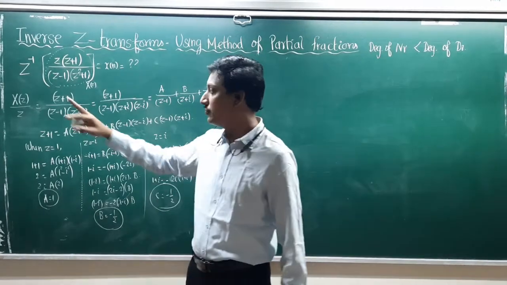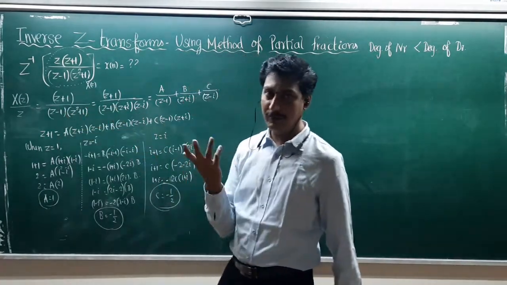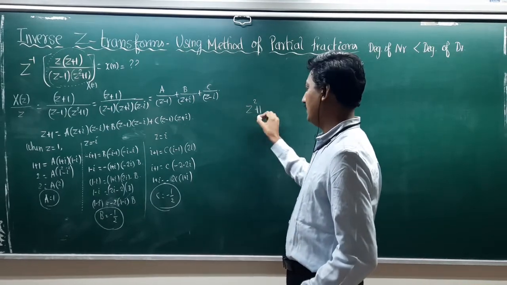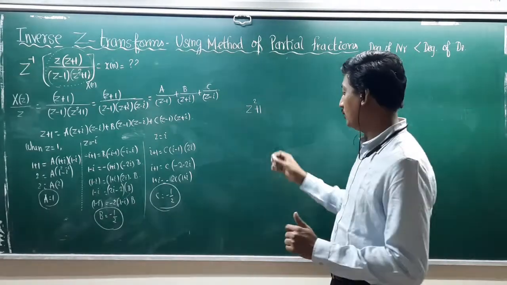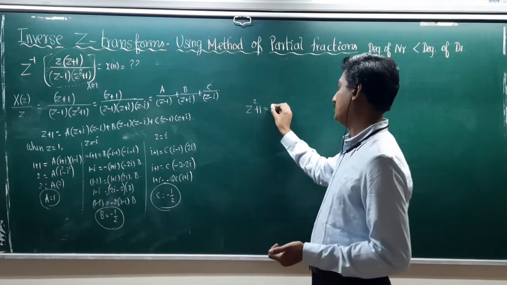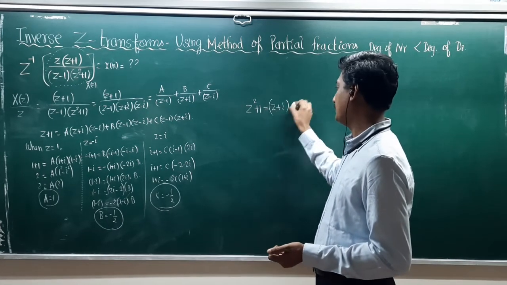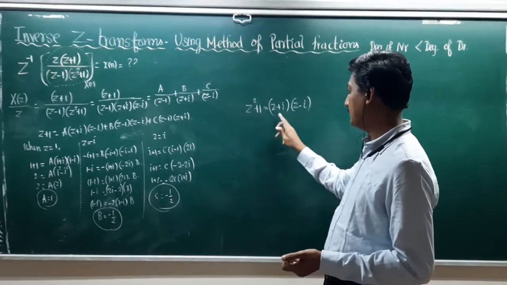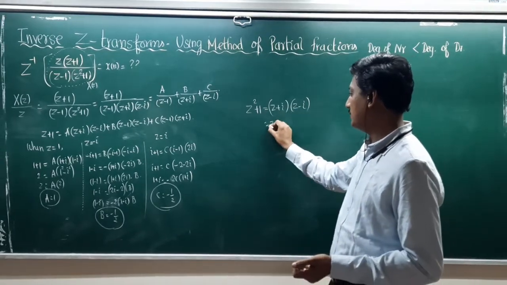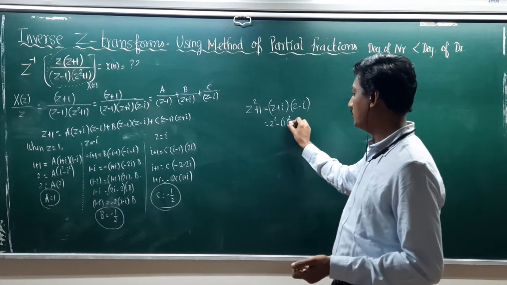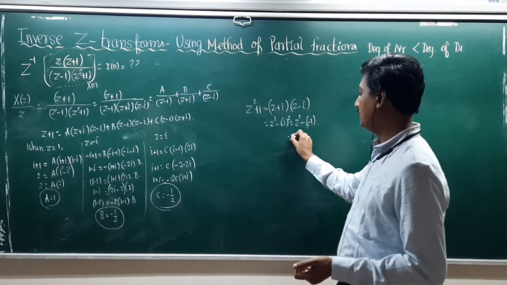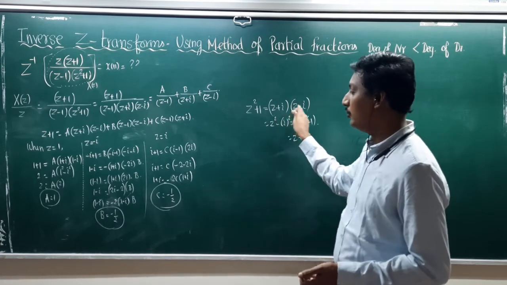The degree of the numerator is 1 and the denominator is 3, so we can apply partial fractions. But z squared plus 1 can be split into two factors. How can we do that? For example, it is z plus i into z minus i. This looks like a plus b into a minus b, which is a squared minus b squared. So it is z squared minus i squared, and minus of minus 1 is plus 1. So that is z squared plus 1. So these are the two factors for that term.